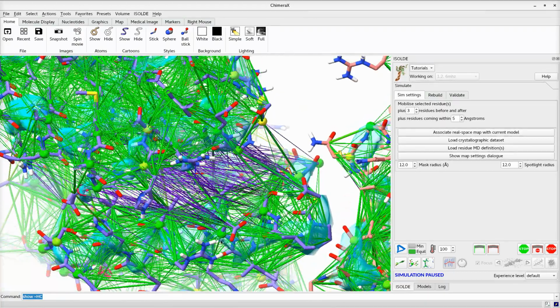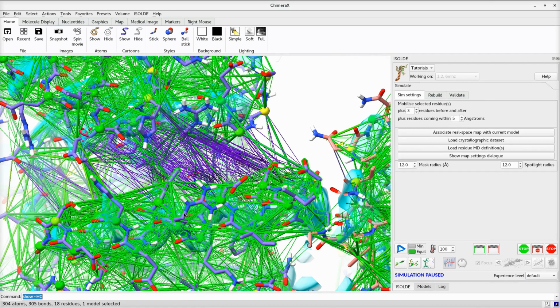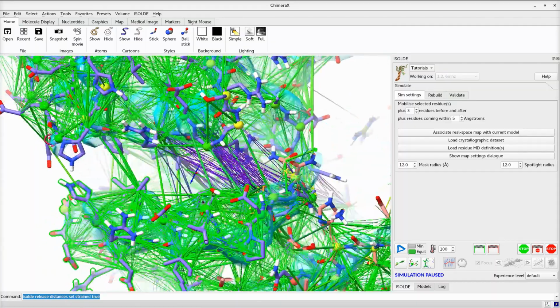The restraints highlighted in purple have been strained beyond the harmonic region and are now pulling only weakly. Where a set of restraints is in clear disagreement with the experimental data like this, it is sensible to selectively remove them entirely. This can be achieved using the ISOLDE release distances command.